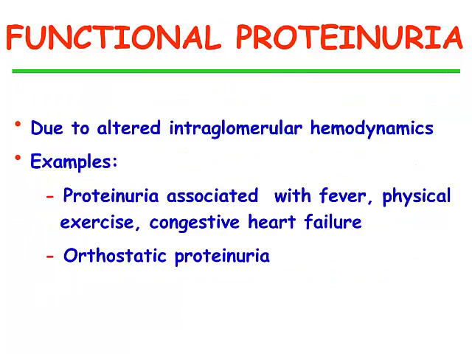Finally, we have functional proteinuria, which is due mainly to altered intraglomerular hemodynamics. This is seen in patients with fever, after strenuous physical exercise, and in congestive heart failure. This type of proteinuria is usually transient. And then we have orthostatic proteinuria, again associated with intraglomerular hemodynamic changes.